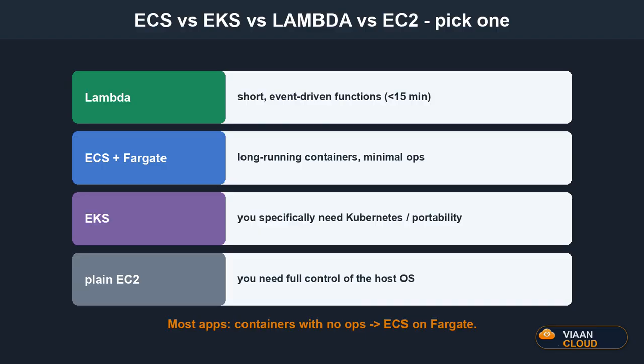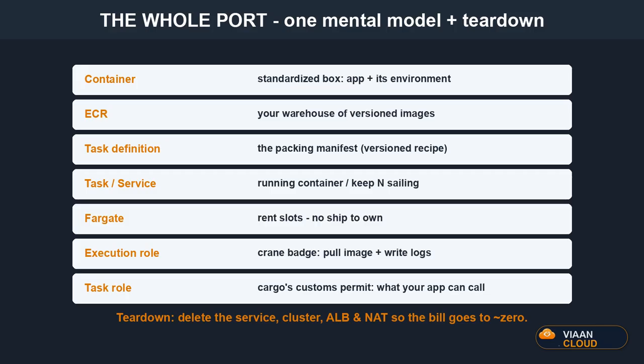So when should you even use ECS? Here's the four-way decision. For short, event-driven functions under 15 minutes, use Lambda. For long-running containers with minimal operations, use ECS on Fargate, the sweet spot for most apps. When you specifically need Kubernetes for portability or an existing K8s ecosystem, use EKS. And when you need full control of the host operating system, use plain EC2. Rent a slot, run your own Kubernetes port, or hire a courier per errand, pick the one that matches the job. Let's dock the whole model.